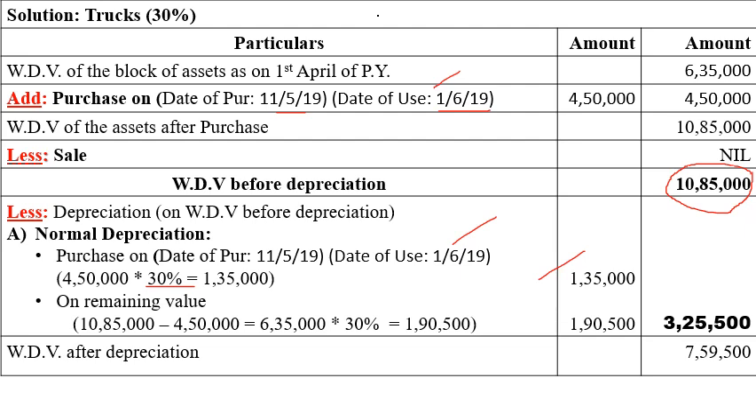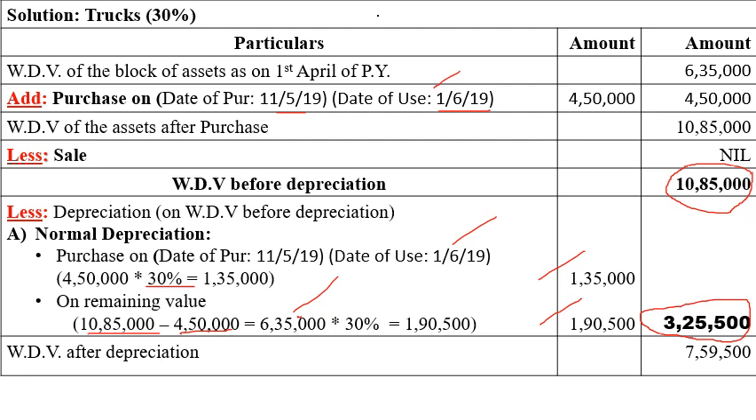And next is on remaining value. The value for the depreciation is 10 lakh 85,000. Out of that, for 4 lakh 50,000 we have calculated the depreciation. That's the value of new asset. Remaining value for the depreciation is 6 lakh 35,000 into 30%, 1 lakh 90,500. So total depreciation is 3 lakh 25,500.